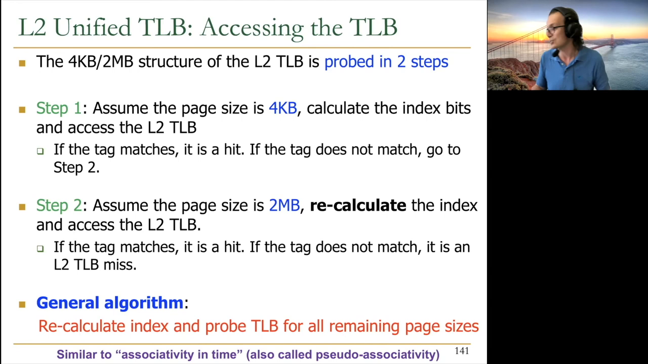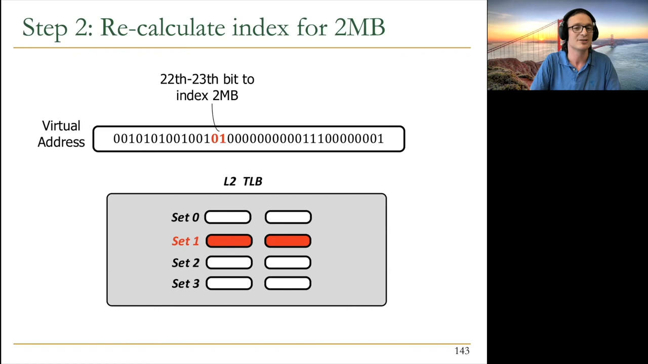We have associativity in space normally, but now we have associativity in time. We change the index and index into the cache again and again and again. You can do it many, many times to get very high levels of associativity or support any number of page sizes. And this is the example, basically. You first calculate the index for 4 kilobyte. If you miss, you calculate the index for 2 megabytes. So the L2 TLB has n-step index recalculation.